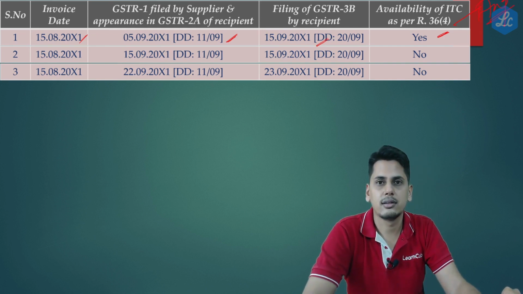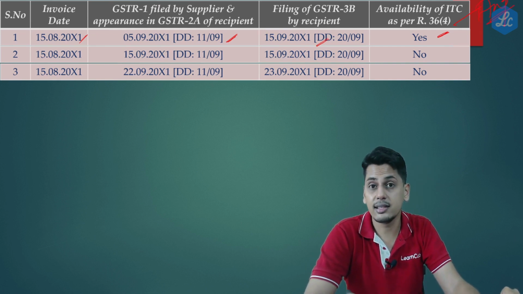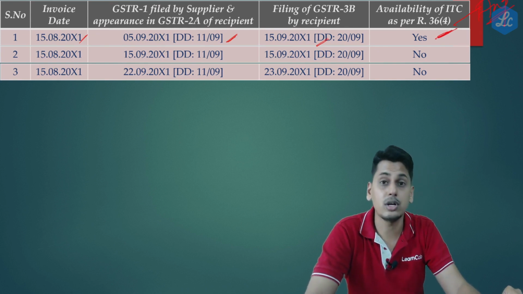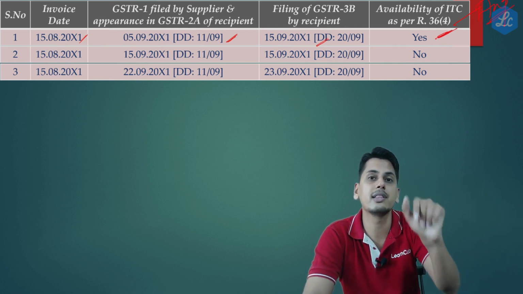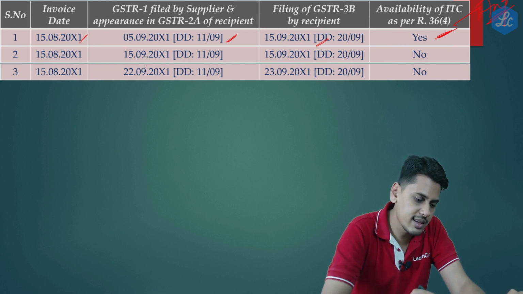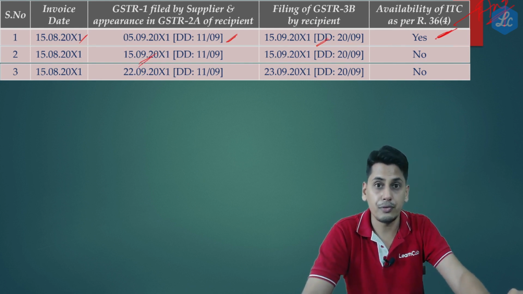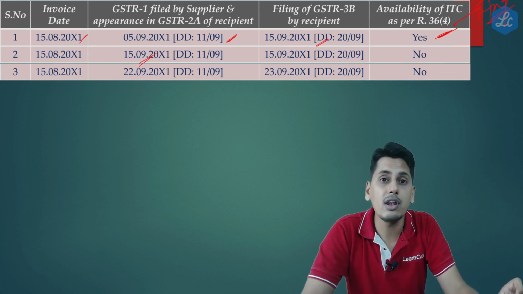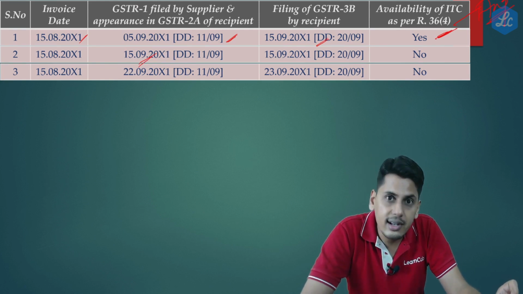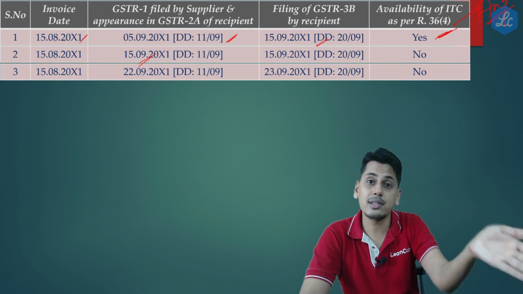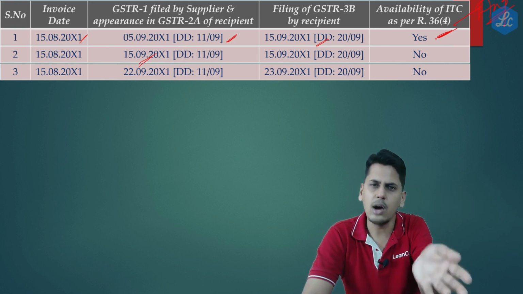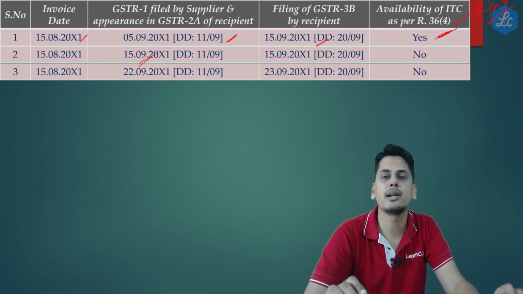For August, whether I can take this full credit? The answer is yes, because GSTR-1 is uploaded by my supplier within the due date. In this case, GSTR1 is filed beyond the due date. So for this tax period August, I will not be in a position to take the entire credit. But friends, for the subsequent tax period, yes. How this workings will be, we'll be seeing it in a separate example.